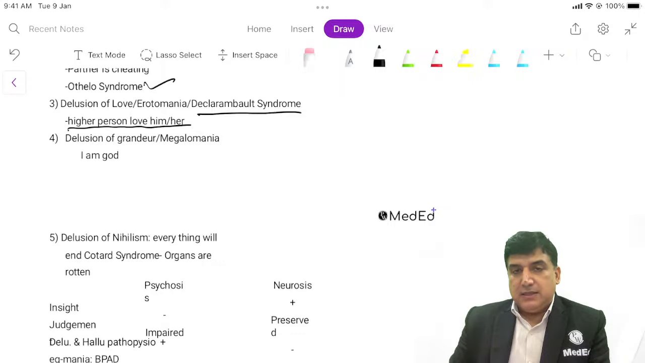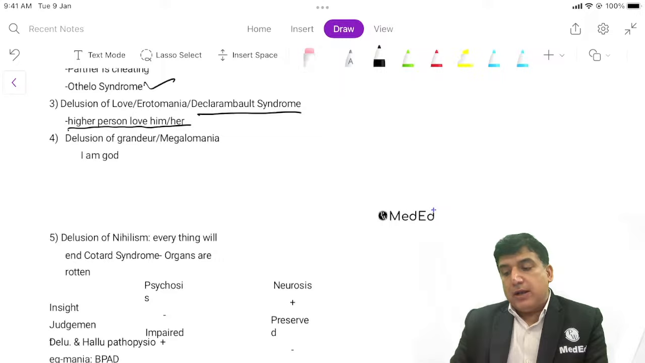Delusion of nihilism: the person thinks that everything is going to end, or we call it Cotard syndrome. Cotard syndrome is an extreme form of delusion of nihilism; the person thinks that organs are rotten. Many times they ask this in MCQs.